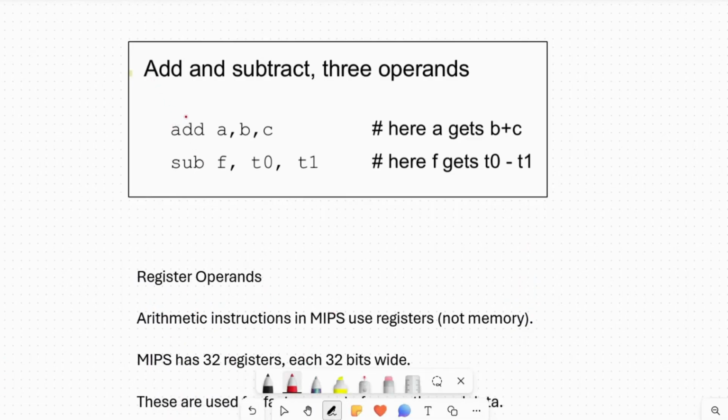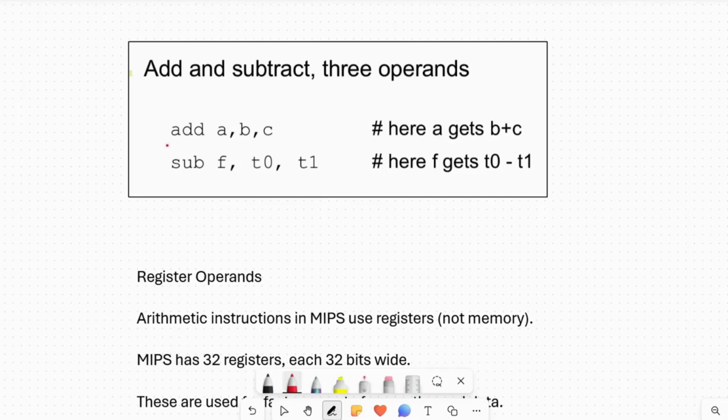So how does MIPS work? MIPS is an assembly language. It's just like our programming languages C, C++. It basically works as the backend of the compiler. So add and subtraction, the two operations.